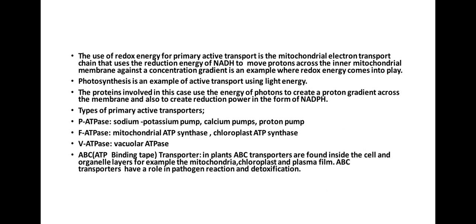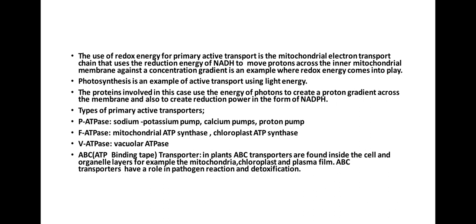The use of redox energy for primary active transport is seen in the mitochondrial electron transport chain, which uses the reduction energy of NADH to move protons across the inner mitochondrial membrane against the concentration gradient. This is an example where redox energy comes into play. Photosynthesis is an example of active transport using light energy.